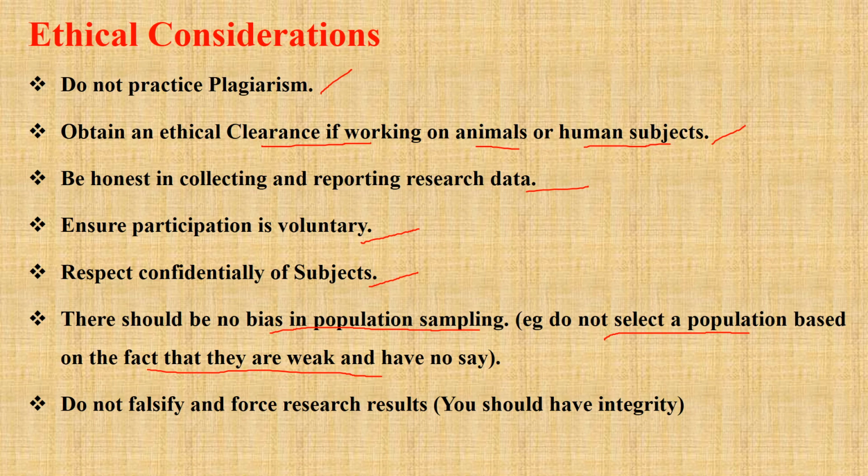Okay, so you should do a random sampling in your population sampling. Okay, so you should not have a bias. When you do that, it is unethical. Okay, do not falsify or force research results. Okay, you should have integrity. This is very important. You should have integrity. You should not falsify or force a research result.